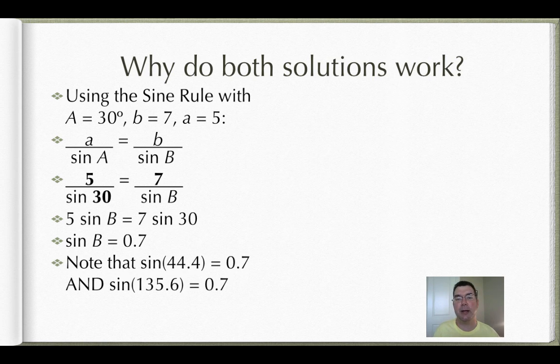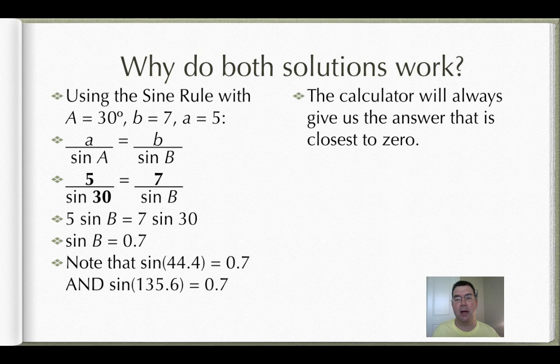But notice that the two angles that I got, those purple angles, they each have a sine of 0.7. So how do I know which one is right? And furthermore, why do they both have the same sine? Well, the calculator will always give us the answer that's closest to 0.